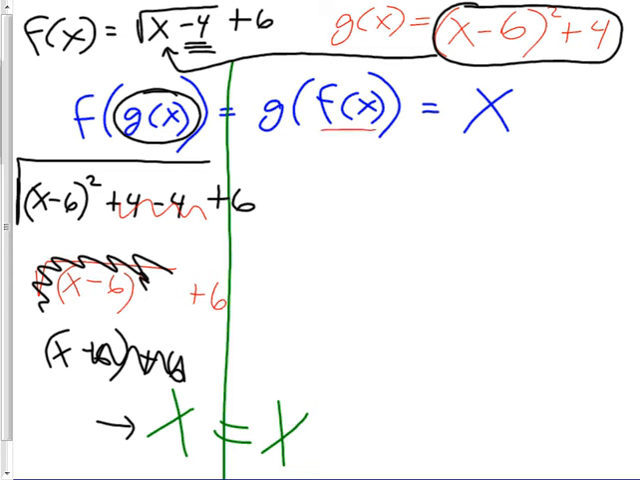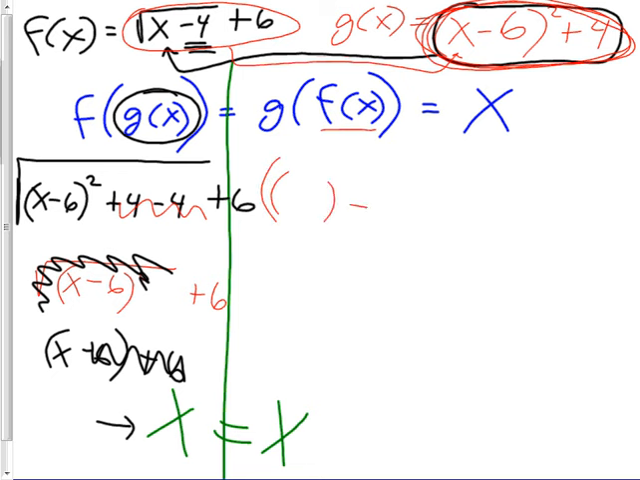The f function needs to go into the g function. That means this guy needs to go into there. So now I take the g function right here, and I'm going to write him without the x. I'm going to put an empty spot where the x is. So I'm going to put empty spot minus 6 squared plus 4.